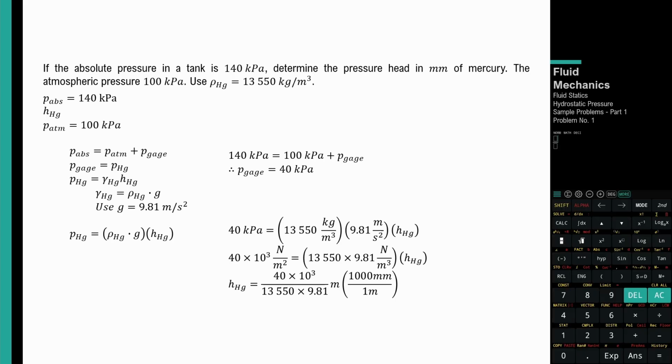Therefore, 40 times 10 raised to 3, so E3, 13,550 times 9.81 times yung 1,000, which is equal to, so pressure head in terms of mercury or millimeters mercury, 300.9204. Or pwedeng yung pressure is 300.9204 millimeters of mercury.